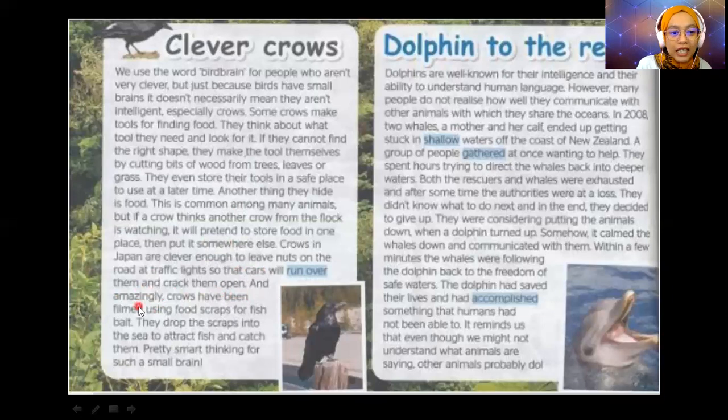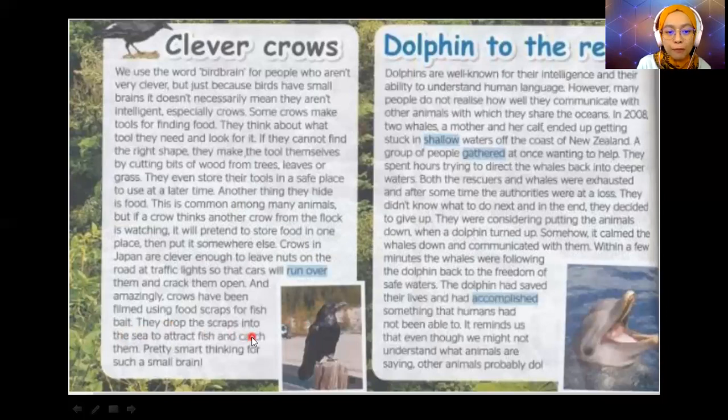And amazingly, crows have been filmed using food scraps for fish bait. So ada crow yang guna cebisan-cebisan lebihan makanan tu untuk jadikan sebagai umpan ikan.